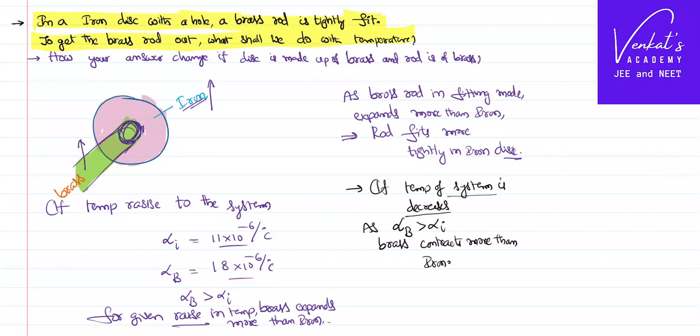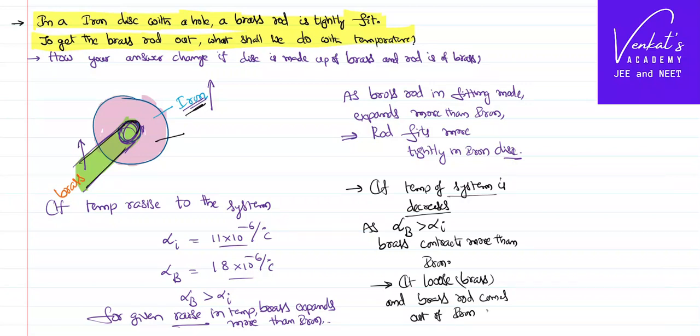So as brass contracted more, it becomes loose. This brass rod becomes loose because it has contracted more than what iron has contracted. It's loose. Who is loose? The brass is loose, and the brass rod comes out of the iron disc. Now that's the answer for the problem.